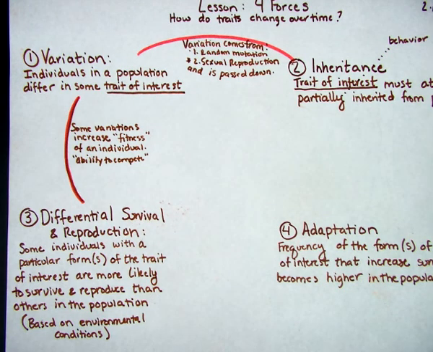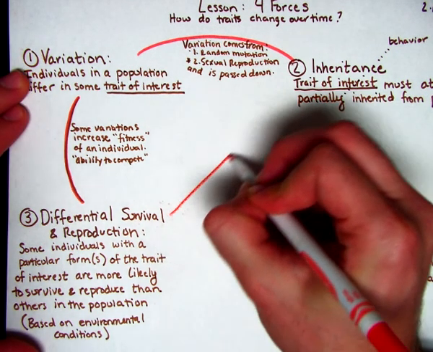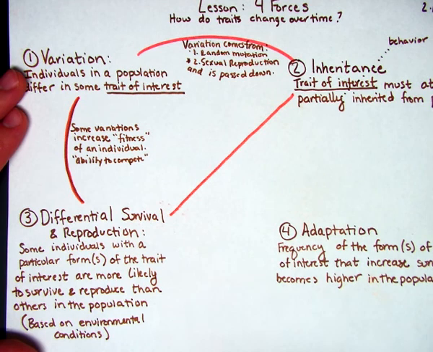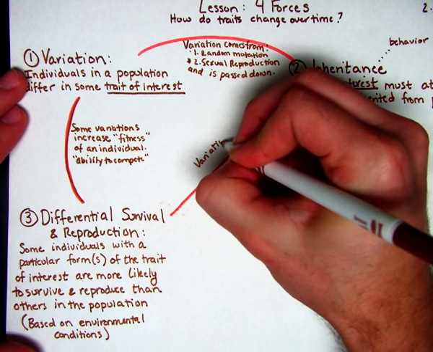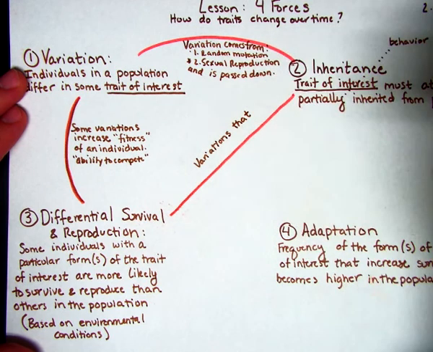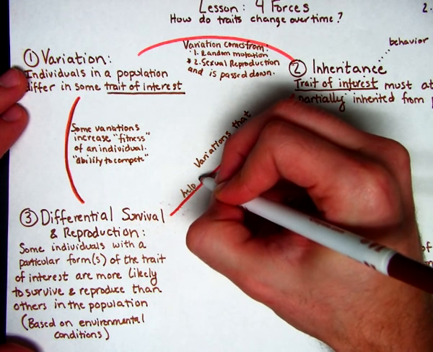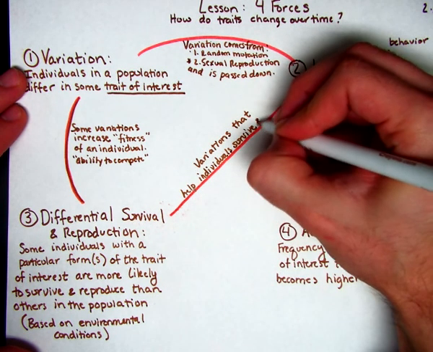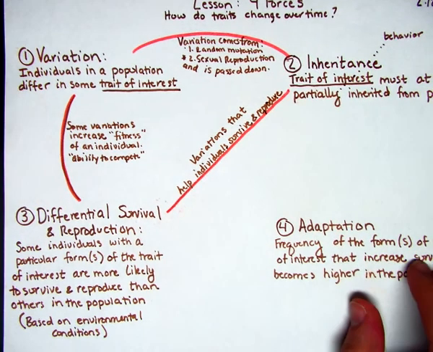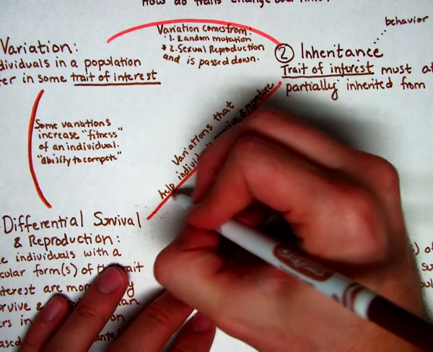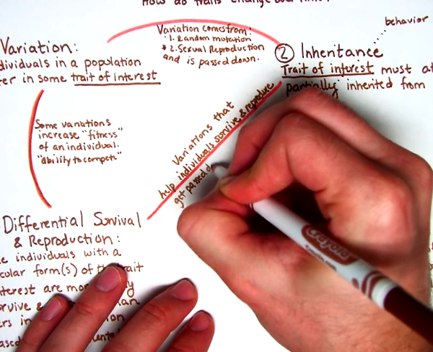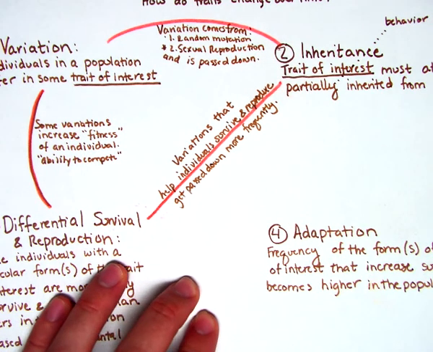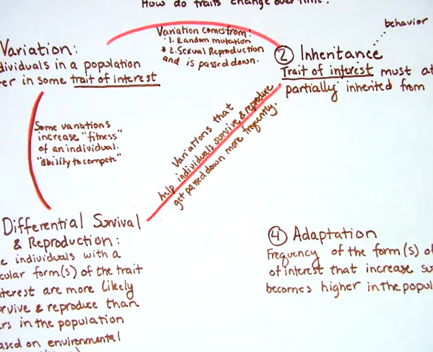Talk about a few more here. The connection between here and here, right down the middle, is that variations that help individuals survive and reproduce, they get passed down more frequently, simply because of that differential survival and reproduction. So they're going to get inherited or passed down more frequently.